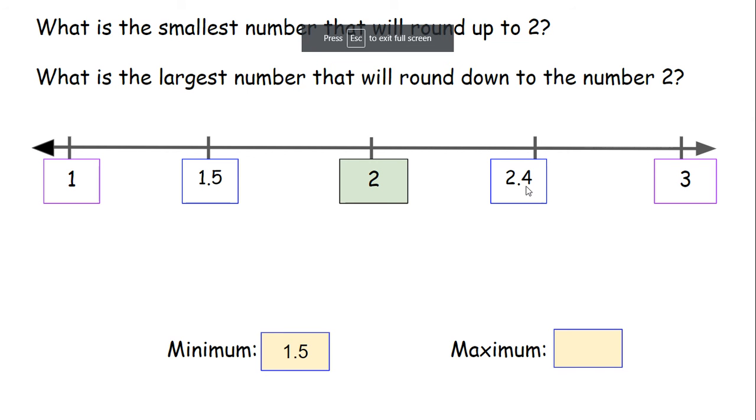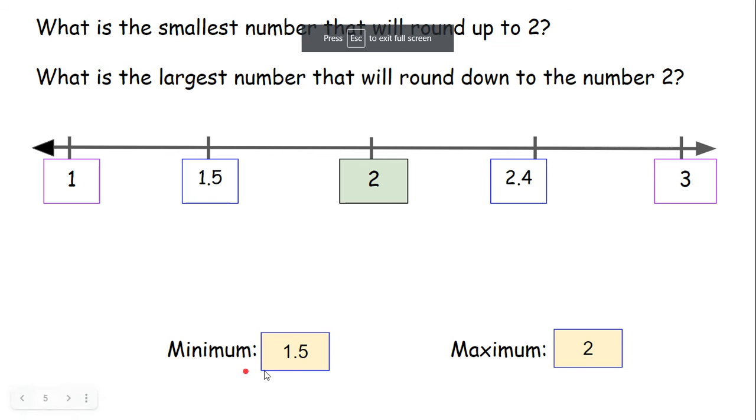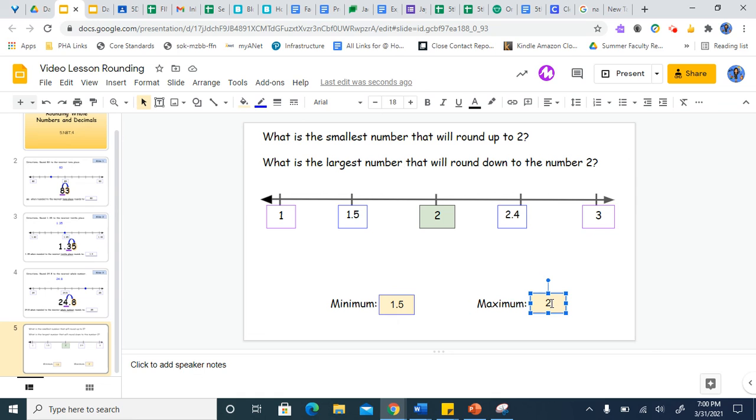So now there's a 4 in the tenths place. Well, 4/10 falls into the category of 4 or less. So that means that 4 or less would make the number rest, or go down to 2. 2 and 4/10 would round down to 2. So the minimum, or the smallest number that's going to round up to 2, is 1 and 5/10. The maximum, or the biggest number, is going to be 2 and 4/10.